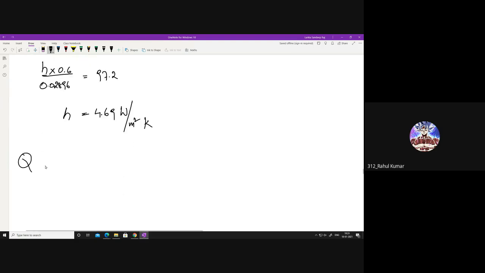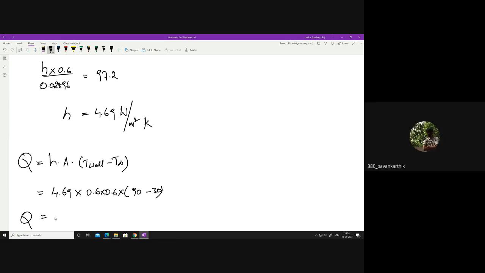So you can get Q also. Q is equal to H into A into T wall minus T infinity. So this is equal to the H, 4.69, into A. What is the A value? It is 0.6 into 0.6, given in the question. The T wall is given as 90 in the question. T infinity is given as 30. So tell me what the Q value is. 101.39 watts. Okay, so this is what he has asked you in the question.